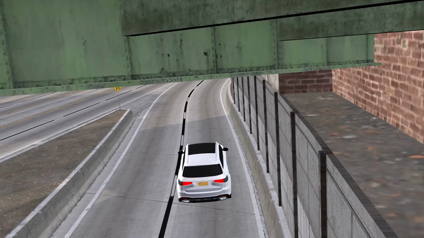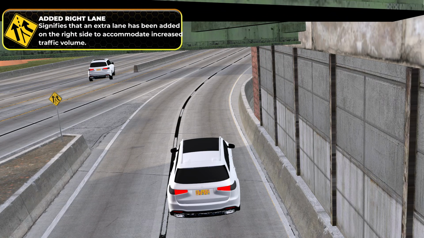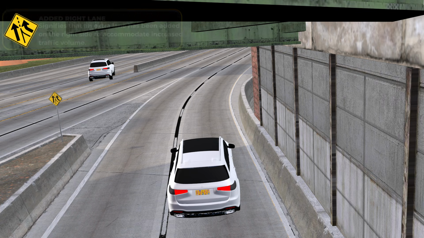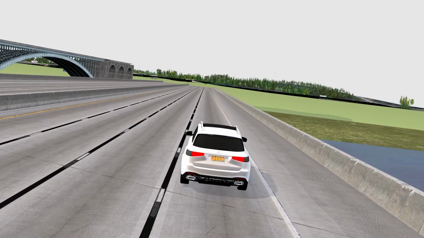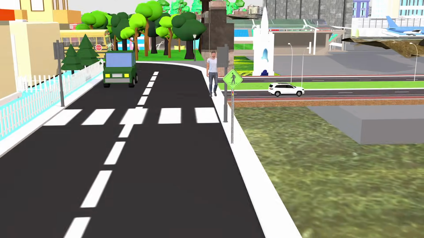This is the added right lane sign, and it means that an additional lane will appear on the right side of the road ahead. This helps relieve congestion by giving drivers more space to merge, pass, or continue forward without needing to change lanes.